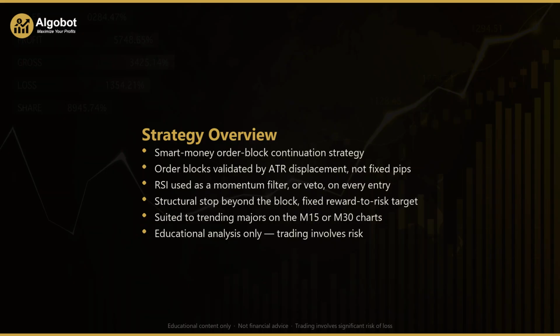Who is this style suited to? It leans toward traders who like structure-based, momentum continuation ideas and who are comfortable being selective, because the strategy stays flat until a clean setup appears. The notes suggest a trending major pair, such as the British pound against the US dollar or the US dollar against the Japanese yen on the 15-minute or 30-minute charts. As always, this is for education only, and trading carries risk, including the risk of loss.